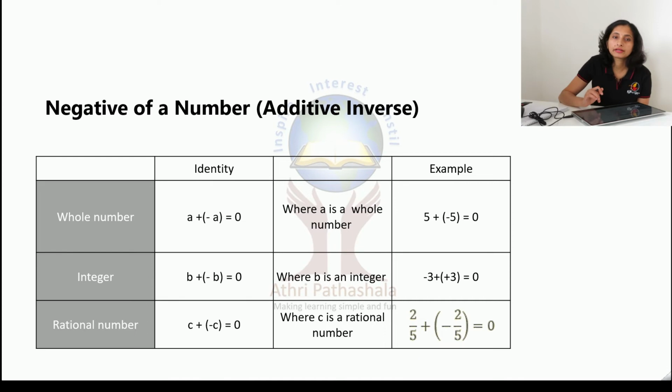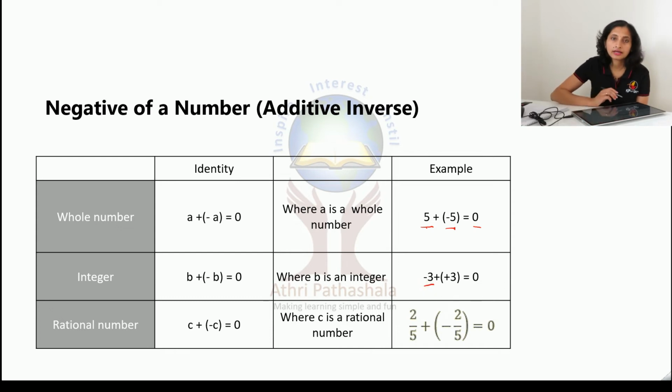Negative of a number, or additive inverse. Inverse means if you take any number and add the negative number, and if you get 0, then that is known as the additive inverse. For example, 5 is a whole number, and I add minus 5. Minus 5 is the negative of the number. So I got 0. Therefore the additive inverse of 5 is minus 5.